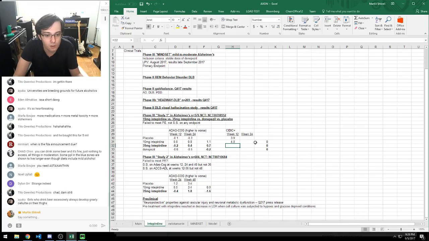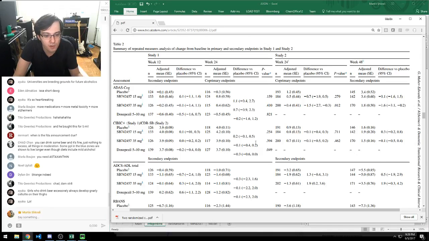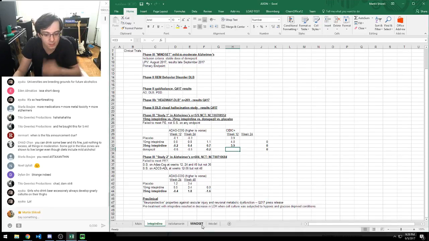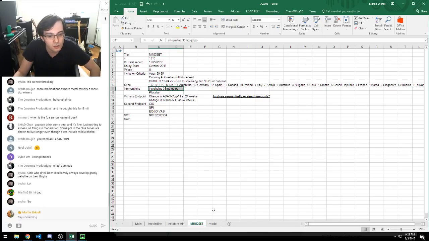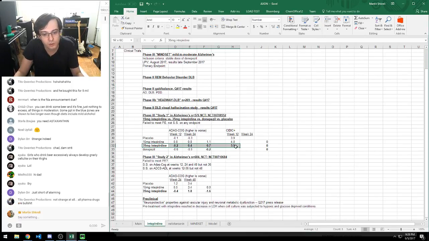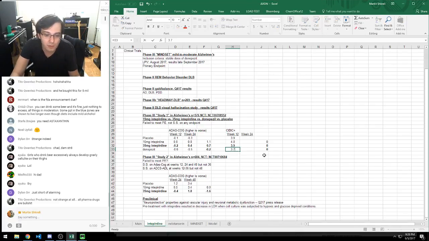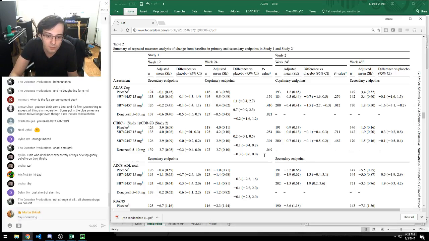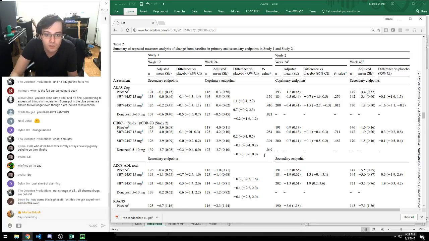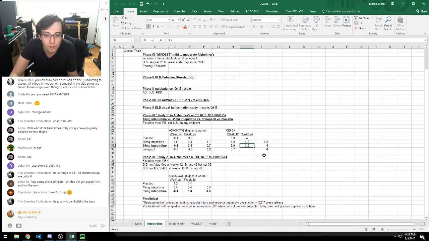A 4 at 15 mgs, and a 3.9 at 35 mgs, which, as you may remember, is the dose that they're going to use in Mindset. So that's kind of the dose that we're going to always be looking at. And then 3.7 for donepezil, which is also called Aricept. Okay, so after 24 weeks, they had 4, 4.2, 3.9, and 3.7.